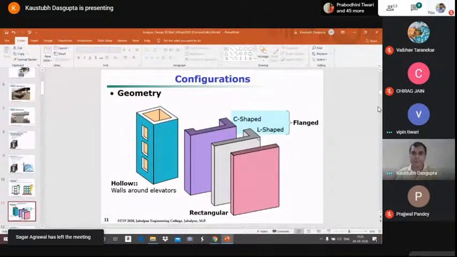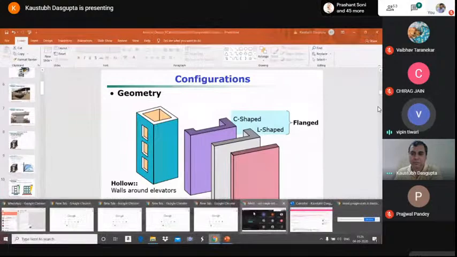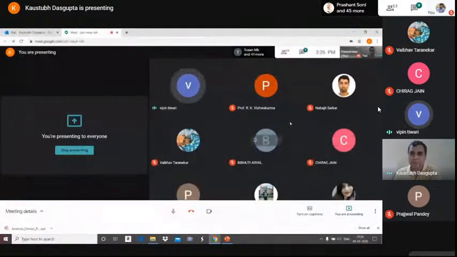We can provide. Yes. In addition to that, Ravi Pratap is asking, how do we decide location of shear walls in the structures? Where to provide them?